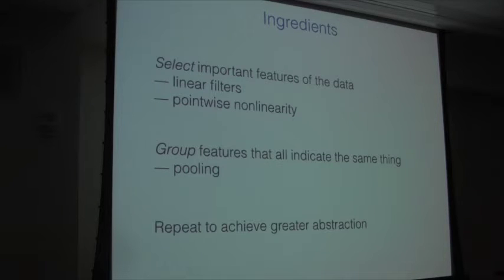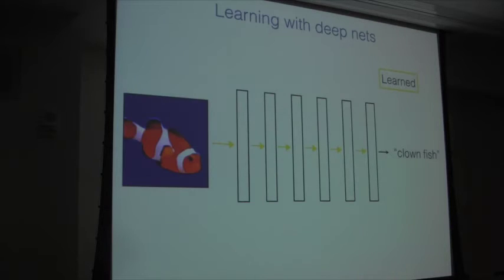And you just repeat this over and over again to achieve greater abstraction. OK, so this is how the neural network does its computation. How do we actually teach it to do that kind of computation? Because that was just taking some fixed network. But now we want to be able to adjust the weights to solve a problem of interest.